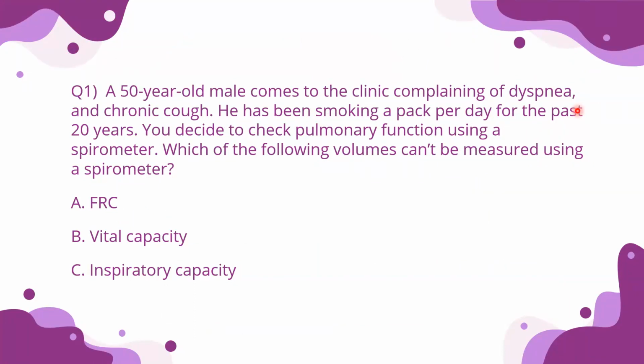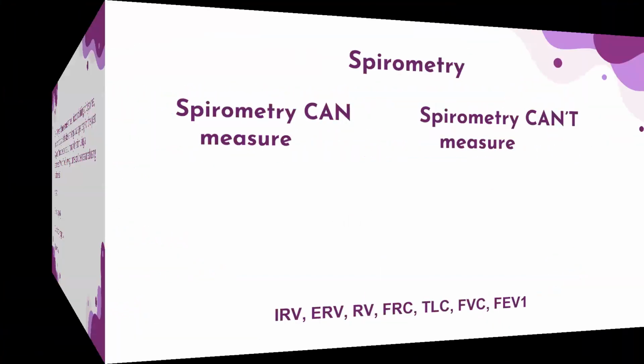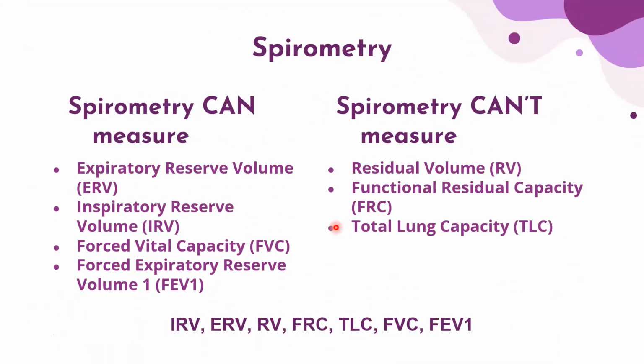So what do you guys think here is the answer? Okay, someone already answered. All right, so most of you are saying A, which, yes, it is the right answer. And we talked about it in this slide where I told you 3 things can't be measured: residual volume, functional residual capacity, and total lung capacity. Okay?